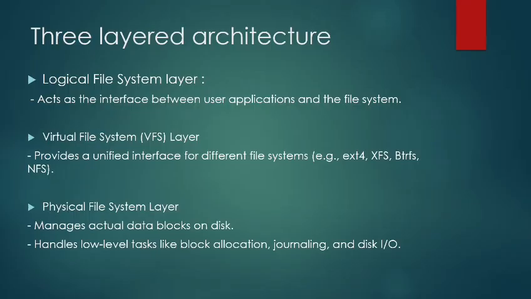For example, you save a file with some comment. What does the physical layer do? The physical layer decides where on the disk to store this data, updates the inode table, and ensures the data is written reliably, possibly using journaling if you are on ext4. So this is how the flow goes if you are working in the Linux file system. Hope you understand the three-layered architecture.